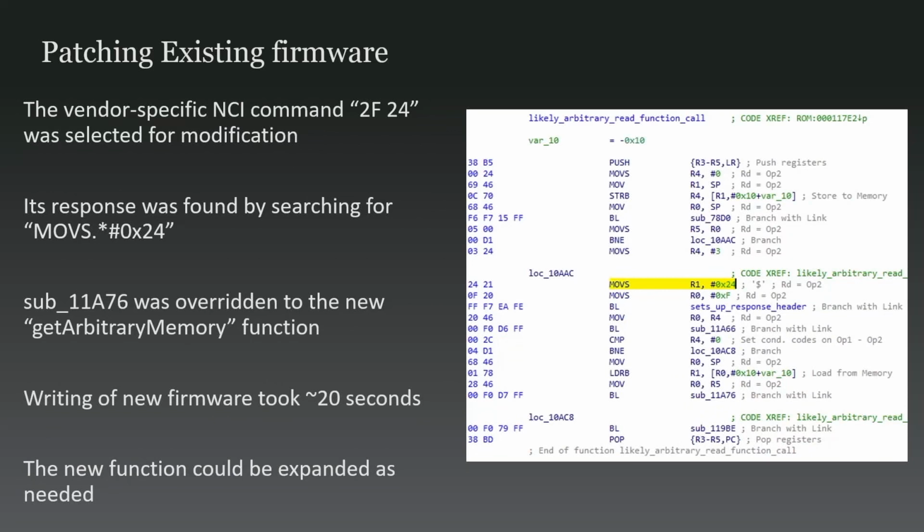What I could do was modify this to do what I wanted to. I searched for mov 0x24 using regex in IDA, which literally let me find exactly how this was loaded for setting up response headers, and then I overrode the function that was right before the send function in I2C, so that it would jump to my get arbitrary memory function, which would allow me to read memory or modify memory as needed, whenever.